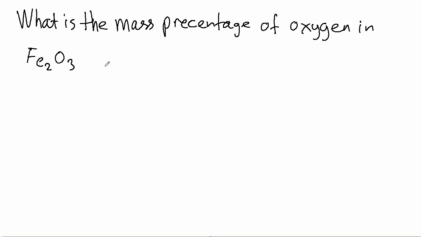In this example, we're going to find the mass percentage of oxygen in an iron oxide compound. Now the formula for the compound is Fe2O3, which means that each molecule contains 2 atoms of iron and 3 atoms of oxygen. Now the simplest way to do this is just to find the molar mass of the compound and then the molar mass of the element we're trying to find the mass percentage of, and divide that together.